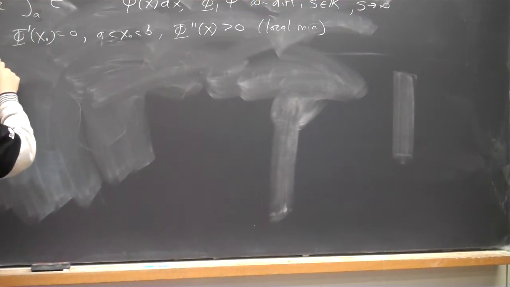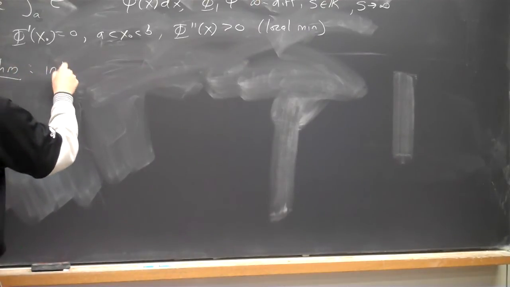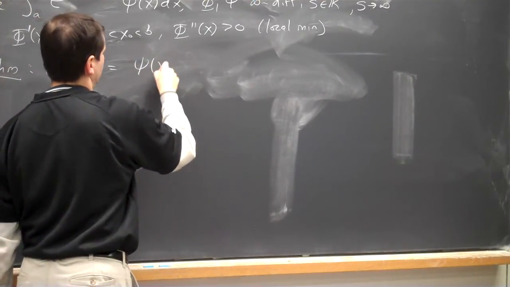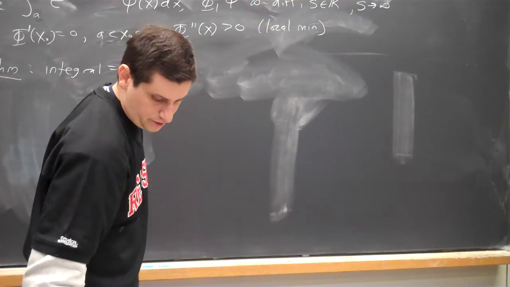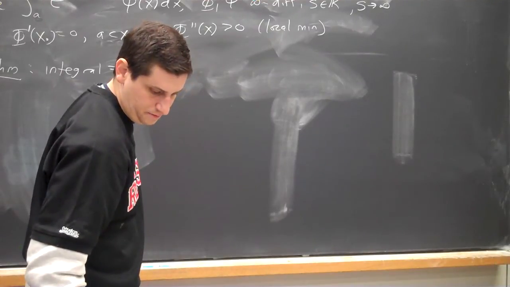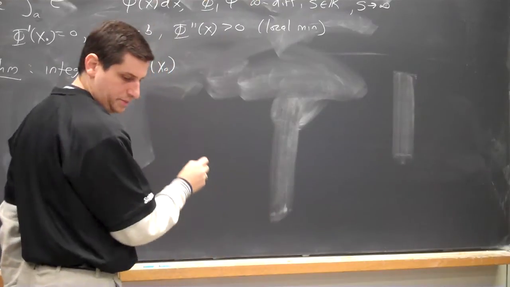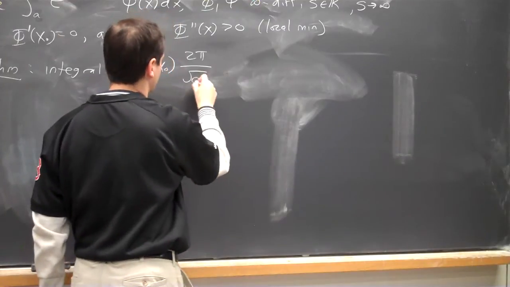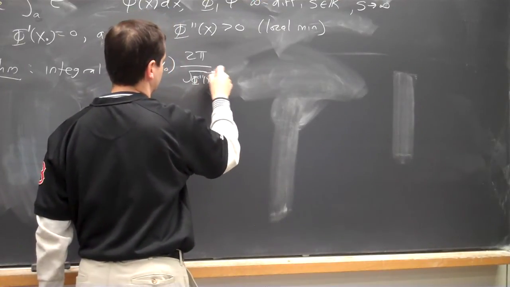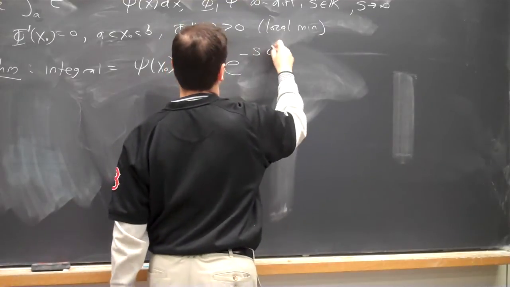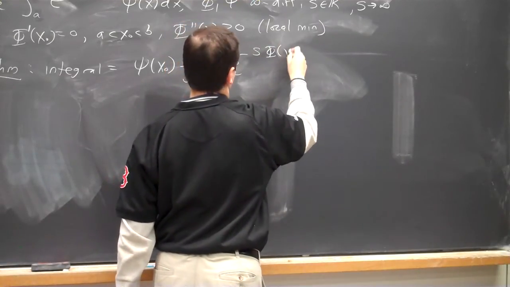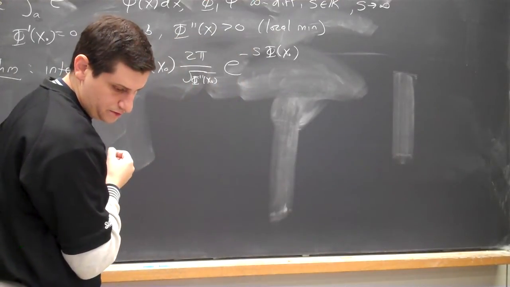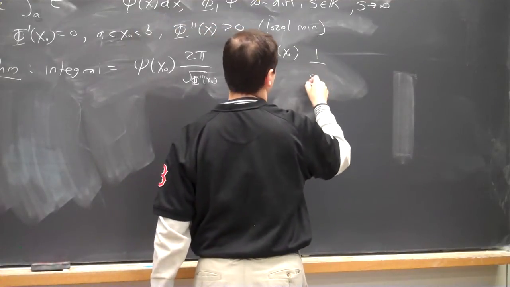Okay? And then the theorem is that the integral is equal to c of x naught, and I just want to write it properly, times 2 pi divided by square root of phi double prime of x naught, e to the negative s phi of x naught. I think I got everything correct. Times 1 over s to the half.